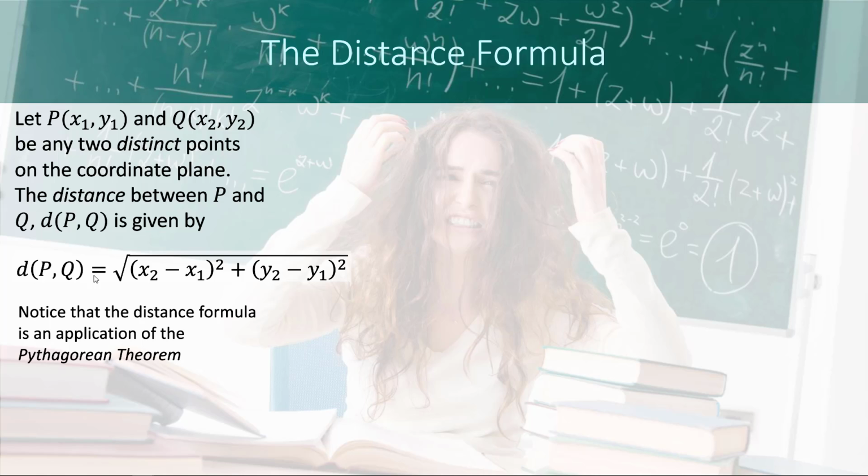Okay, and as I mentioned before, this is an application of the Pythagorean theorem. However, I do have one question. What does distinct mean? Well, basically, distinct means different. That's all it means. Can't be the same point. Well, it could be the same point, but then the distance would be 0, which is not really all that interesting. But basically, when we say distinct, that's just a fancy word for different.